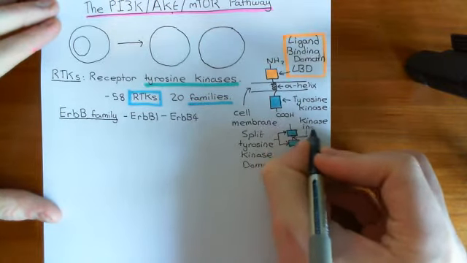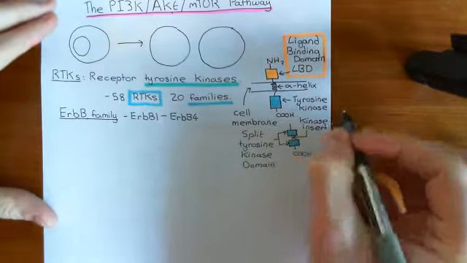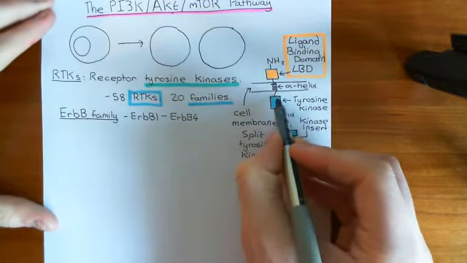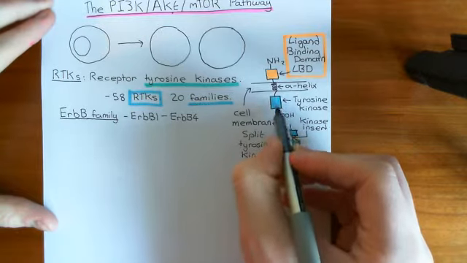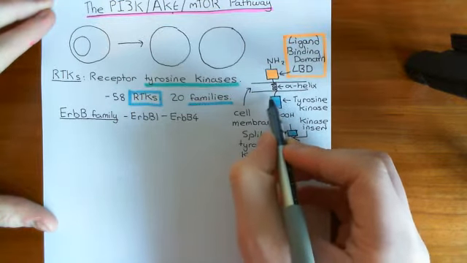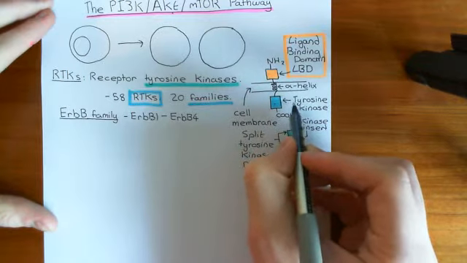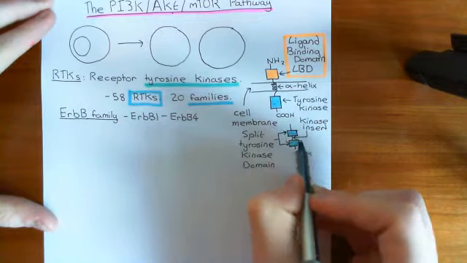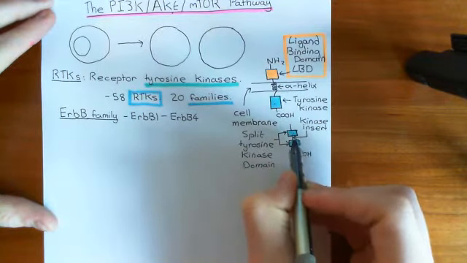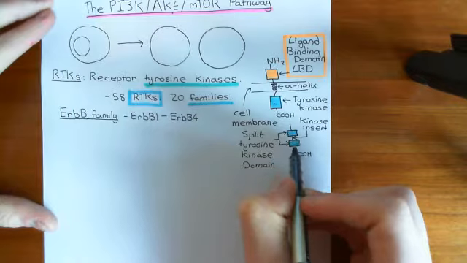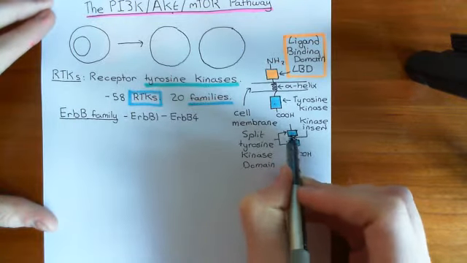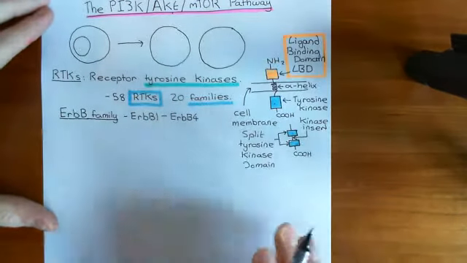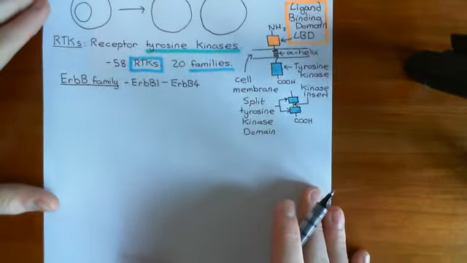So all of these receptor tyrosine kinases have this basic structure. Some of them will have a whole tyrosine kinase domain, where there is one continuous region of the primary structure that produces the tyrosine kinase domain. And some will have a split tyrosine kinase domain, where there are two regions in the primary structure separated by a kinase insert, which, when the protein folds up, come together and form the full tyrosine kinase domain.